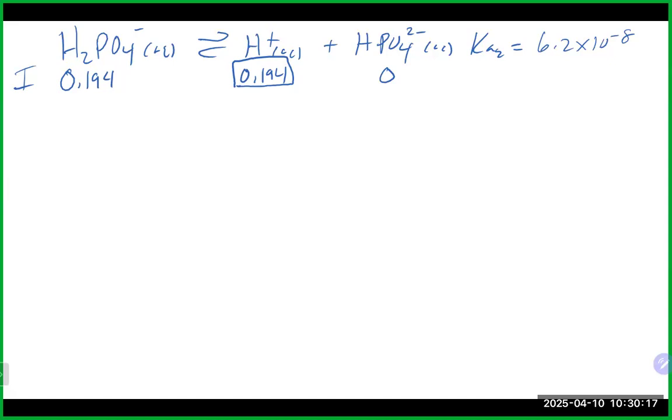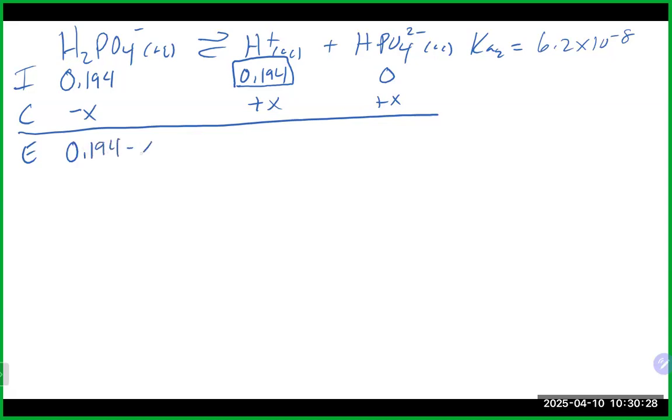This is going to be 0. Rest of the table going to be very similar, minus x, plus x, plus x. This is going to get us 0.194 minus x, 0.194 plus x, and x. Any questions on the table? So because this is a stepwise dissociation, we actually do have some initial concentrations that essentially come from the final or equilibrium concentrations of the previous hydrogen coming off.